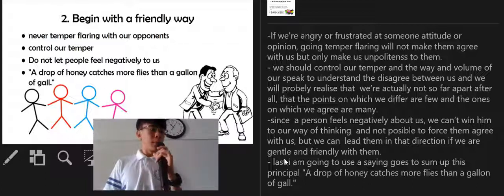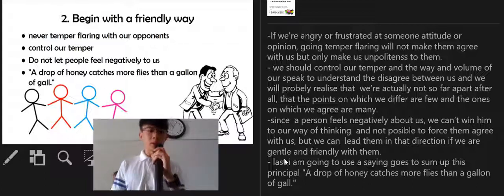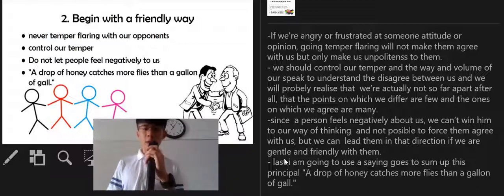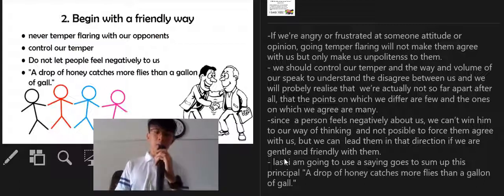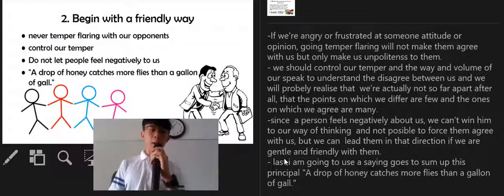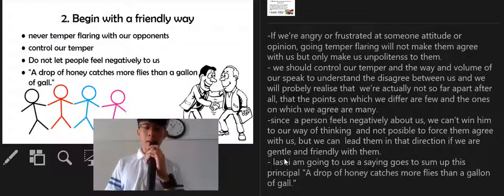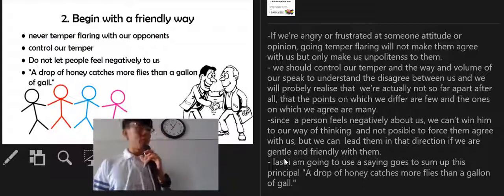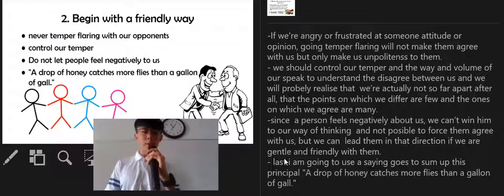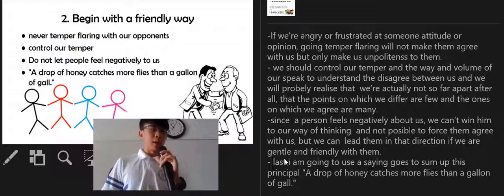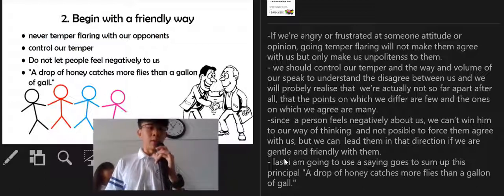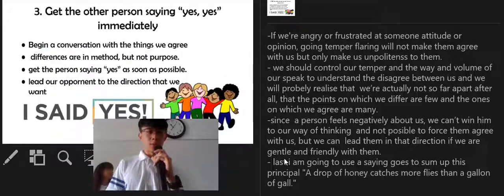Do not let people feel negatively about us. Since if a person feels negatively about us, we can't win him to our way of thinking, and it's not possible to force them to agree with us, but we can lead them in that direction if we are gentle and friendly with them. At last, I'm going to use a saying to sum up this principle: a drop of honey catches more flies than a gallon of gall.